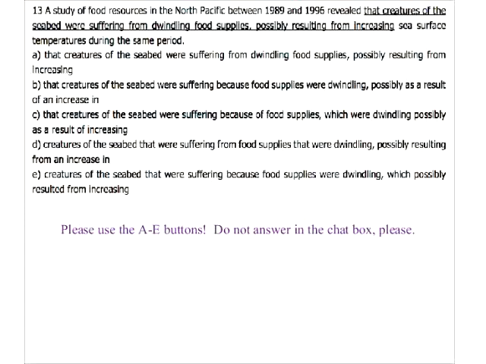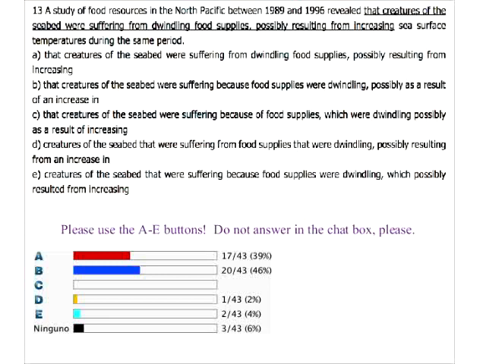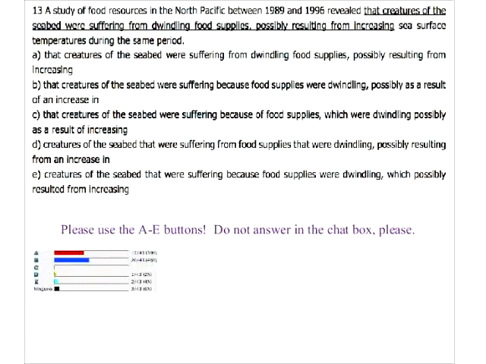Okay, so here's our results. So a lot of people picking A, a lot of people picking B. Let's talk about it.